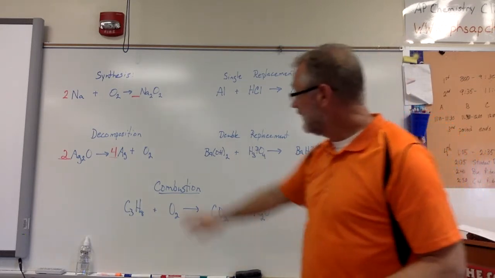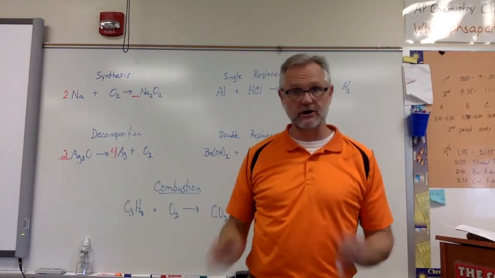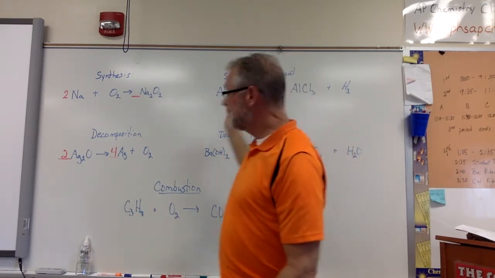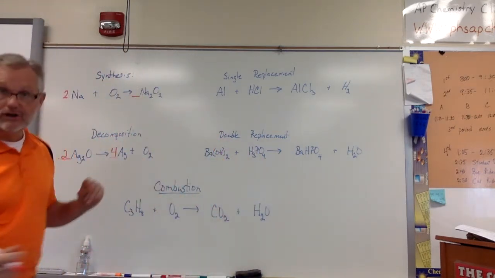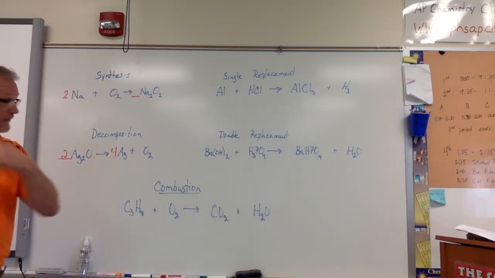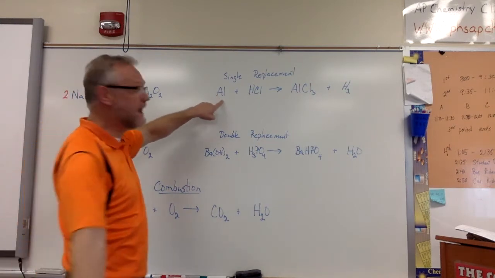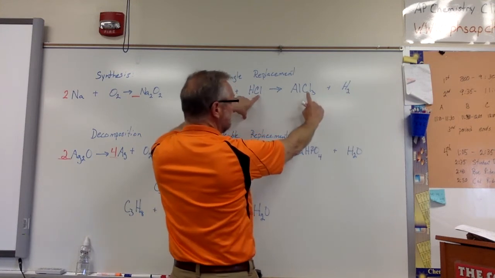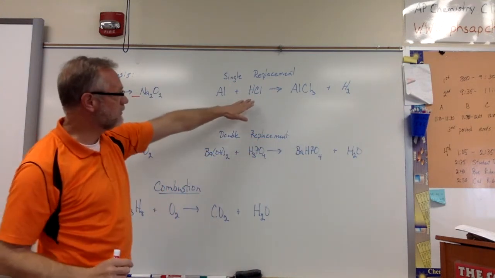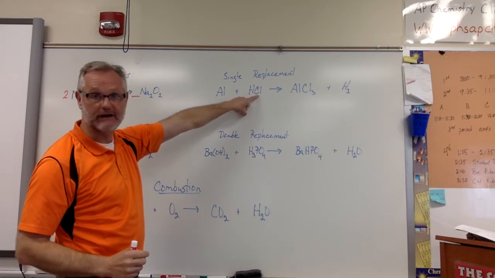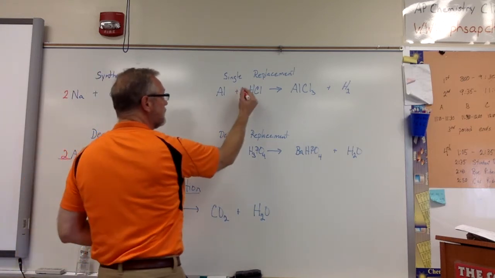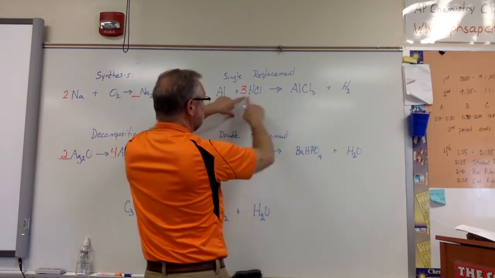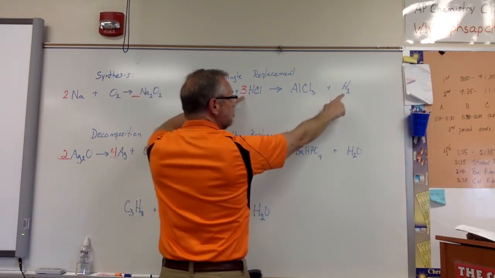Single replacements, like synthesis and decomposition, you always start with the 1 compound. With single replacement, you always use just straight up teeter-totter. So if I look at this one, it's 1 Al, 1 Al, 1 H, 2 H, 1 Cl, 3 Cls. So I would probably want to start with my Cls. So I'm going to put a 3 right here. So now I have 3 chlorines, 3 chlorines. Now I have 3 hydrogens, 2 hydrogens.